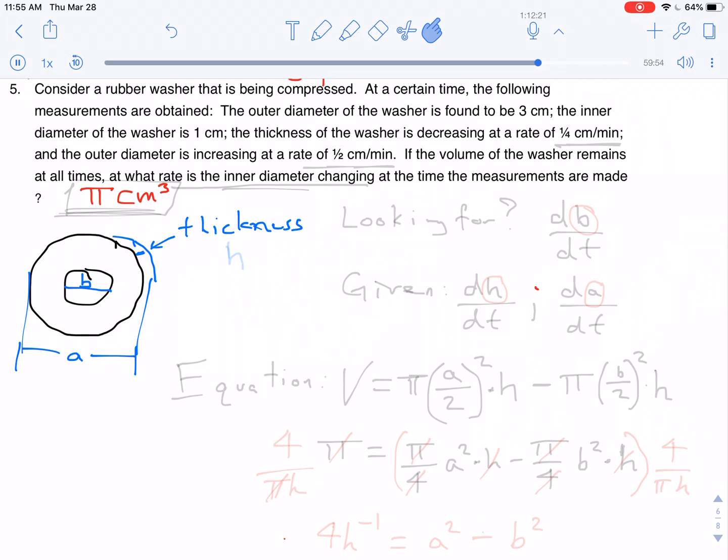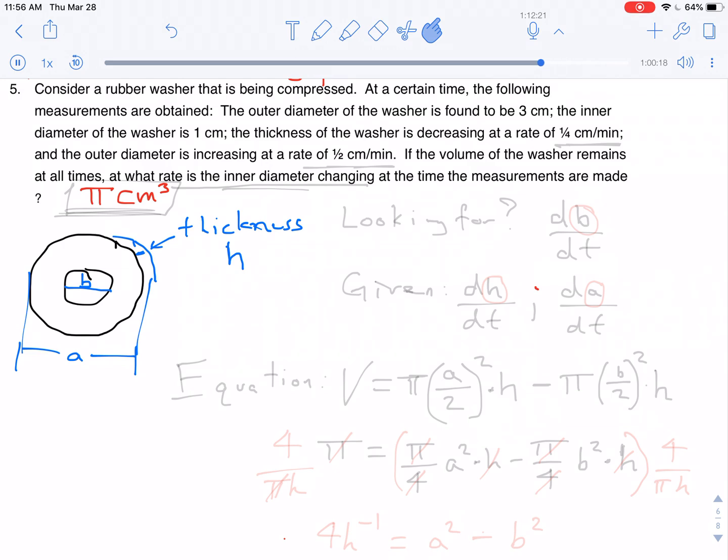Which we need to call something. I don't know, let's call it H. So all these things, B, A, and H, are changing. They are variables with respect to time. As I squash this thing, H is getting smaller. As I squash this thing, B is getting smaller, right? My inner diameter is going to condense, and so is my height.